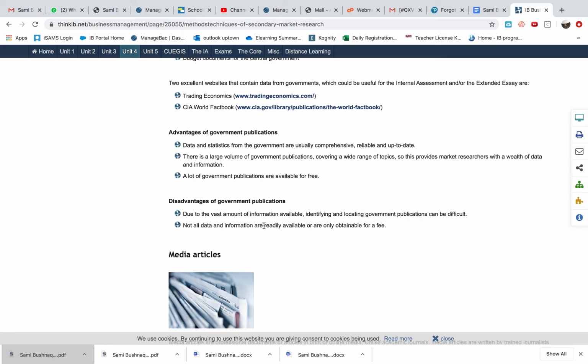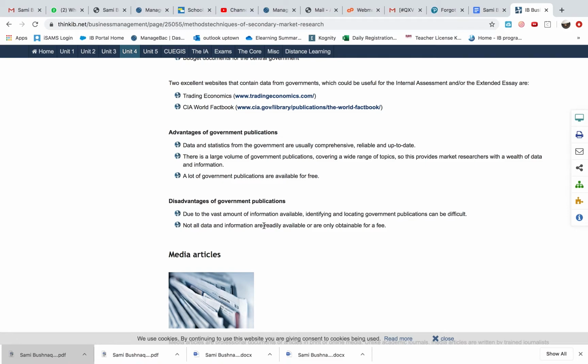Two really good websites that contain government information which could be used for your IA or EE are Trading Economics and CIA Factbook. So the advantages of government publications are that the data and stats from the government are usually quite broad, comprehensive, reliable and up-to-date. The governments won't lie. There is a large volume of government publications on a wide range of topics, so market researchers really have a lot of data and information. And a lot of government publications are available for free. They're not trying to make money, they're trying to inform and help society.